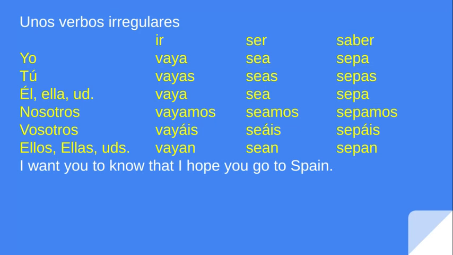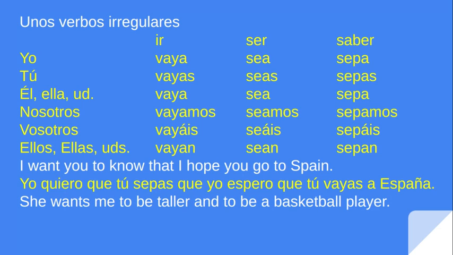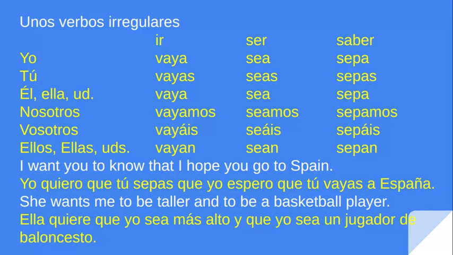I want you to know that I hope you go to Spain. Pause. Yo quiero que tú sepas que yo espero que tú vayas a España. She wants me to be taller and to be a basketball player. Pause. Ella quiere que yo sea más alto y que yo sea un jugador de baloncesto.